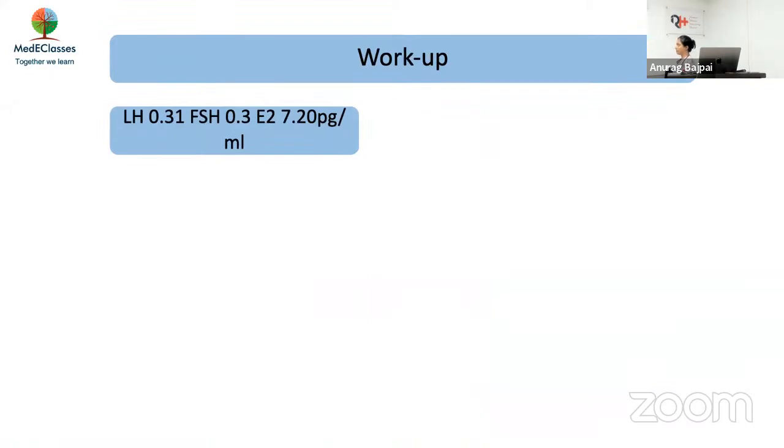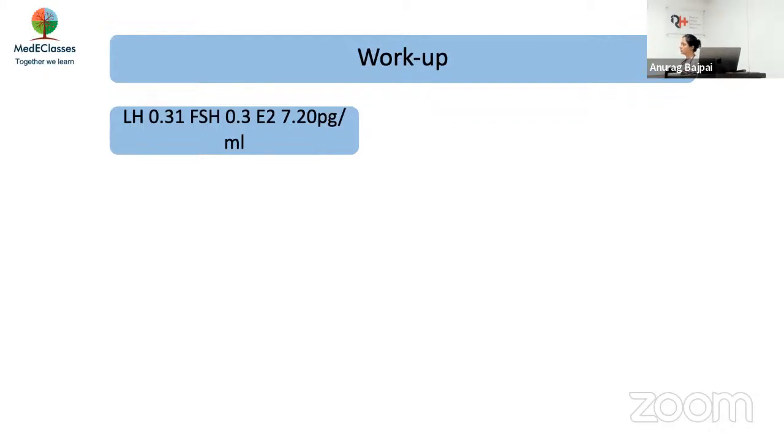Investigation revealed an LH and FSH of 0.3 and an estrogen level that was not very high. So maybe the level was done when it was falling, which is a very, very important pattern again. That bleeding had happened how many days before? When they came to us, it had happened 3 days earlier, and it had stopped by then.